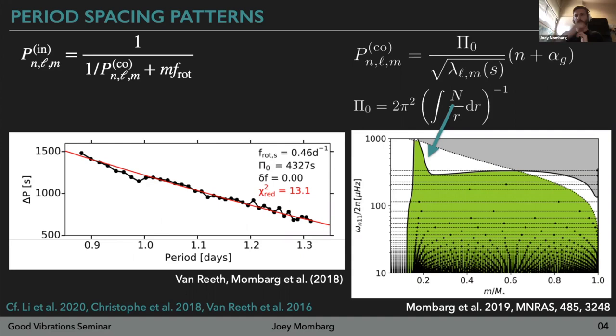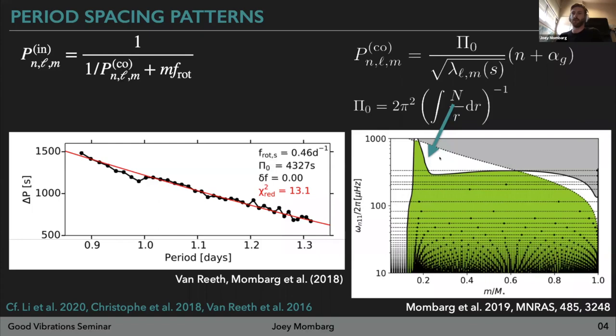But if we turn on rotation, we have different effects that cause a tilt in this period spacing pattern. In first order, you have the Doppler shift, just going from your co-rotating frame to the inertial frame. And also in the co-rotating frame itself, the effect of the rotation enters in this lambda parameter, where s is the spin parameter, which is twice the ratio of the period in the co-rotating frame over the rotational period. And this alpha_g is a constant, and this Pi_0 parameter, or buoyancy travel time, or buoyancy radius, pick your favorite name, depends on the internal structure of your star, which is defined by the integral of the Brunt-Väisälä frequency over the radius.